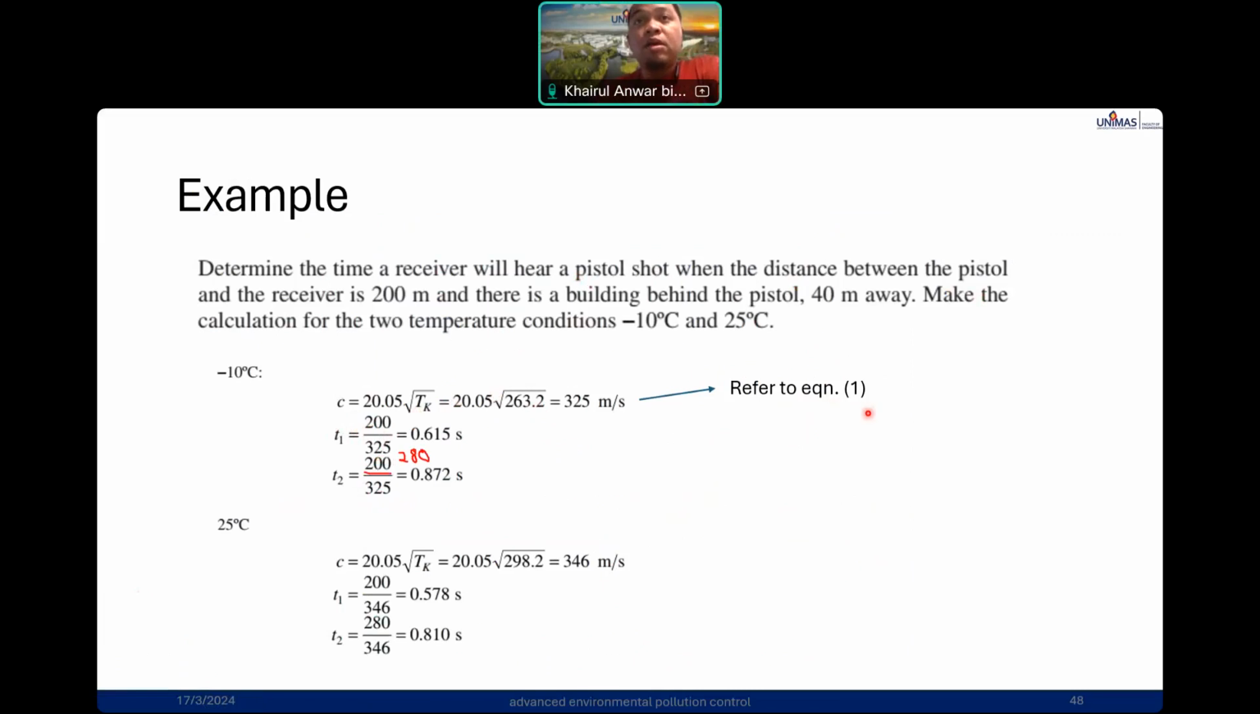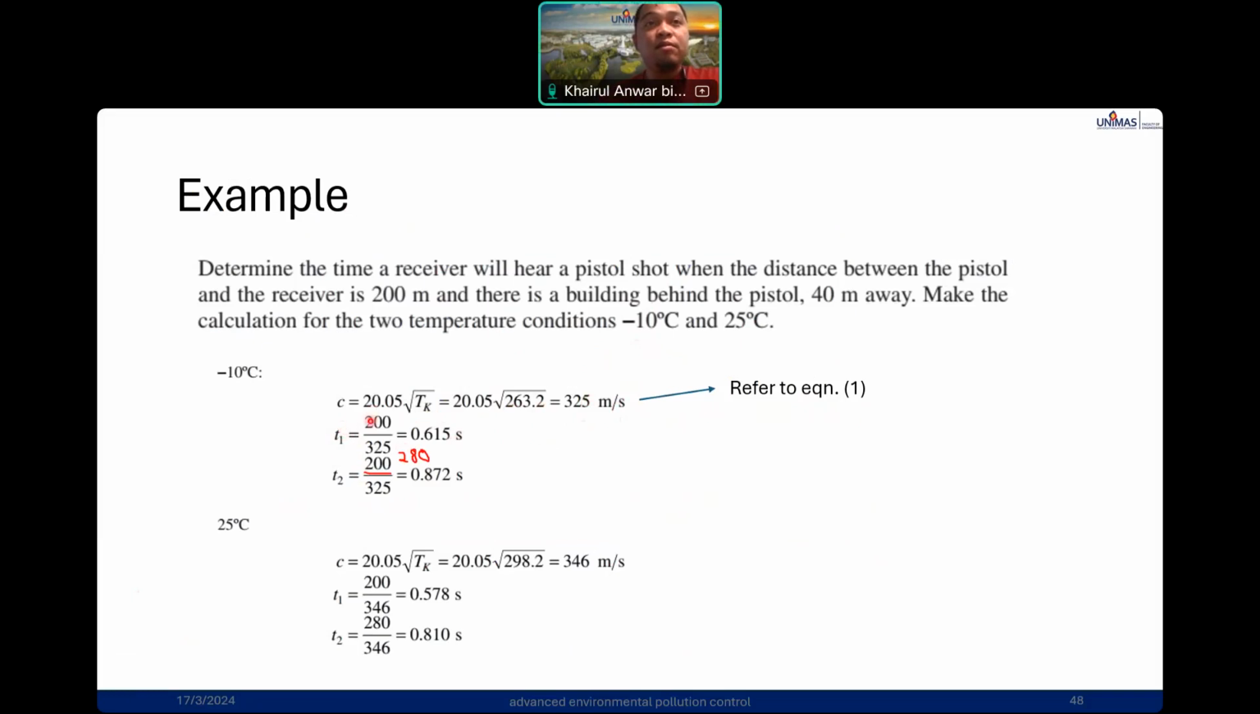C is referred to equation 1. Equation 1 we can refer to the earlier slide where we calculated the speed of sound. It's either in Kelvin or in Rankine. In this case, we use Kelvin: 20.05 times the square root of temperature in Kelvin. So 273 minus 10 gets 263. So the speed of sound at negative 10 degrees is about 325 meters per second. And then you can calculate the time.